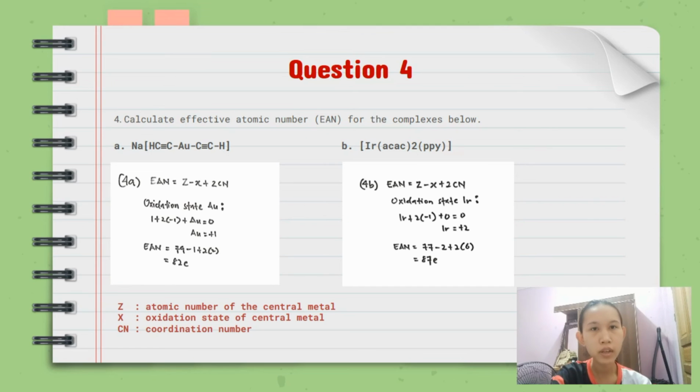For question 4b, we find the oxidation state of Ir first. So Ir plus 2 times -1 because there are 2 ligands with -1 charge, plus 0 because the other ligand is neutral, equals 0. Then we get Ir equal to +2. The EAN is 77, the atomic number of Ir, minus 2, the oxidation state we calculated, plus 2 times 6 because there are 6 ligands attached to the iridium. Then we get 87 electrons.